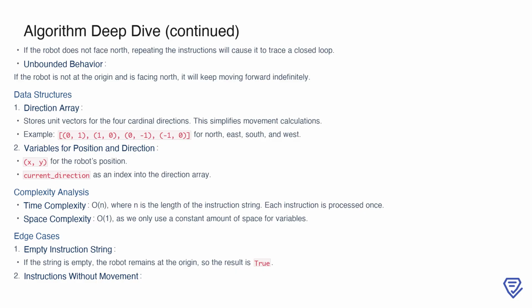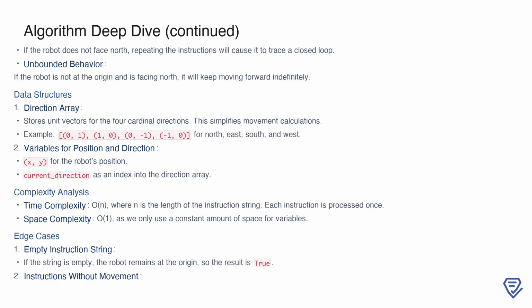To support this simulation, we use a direction array for movement calculations and variables to track the robot's position and direction. In terms of efficiency, the algorithm runs in O(n) time, where n is the length of the instruction string, and uses O(1) space since it only requires constant memory for state variables.